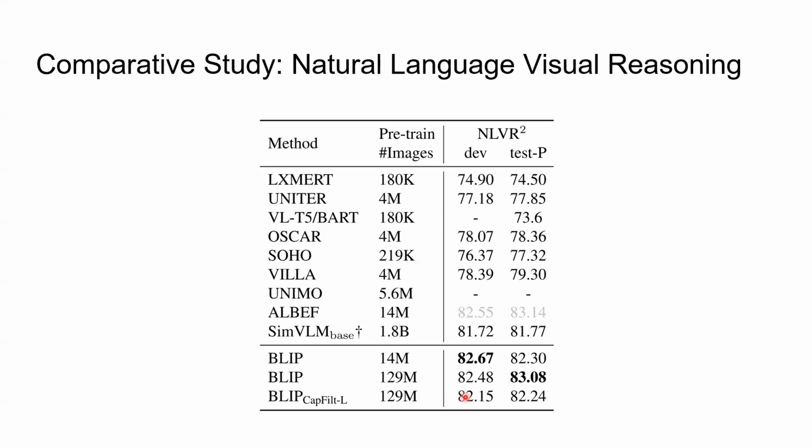And they might be more accurate to what a human would say, but now they have diverged more. So that's why you can see here that BLIP with 14 million pre-trained images and BLIP with 129 million pre-trained images actually perform better than BLIP with captioning and filtering.